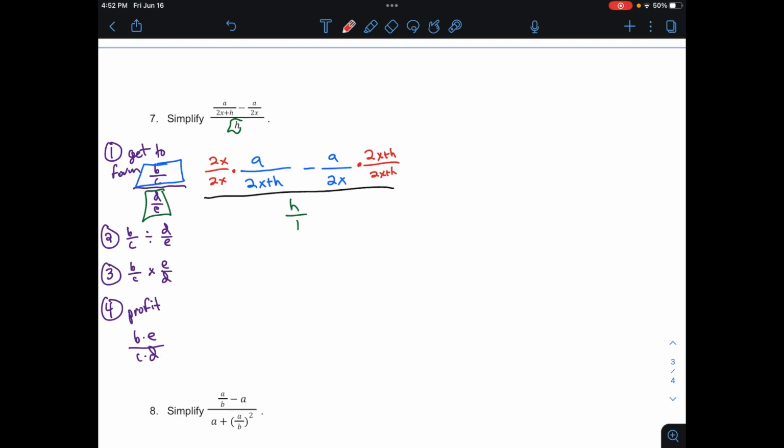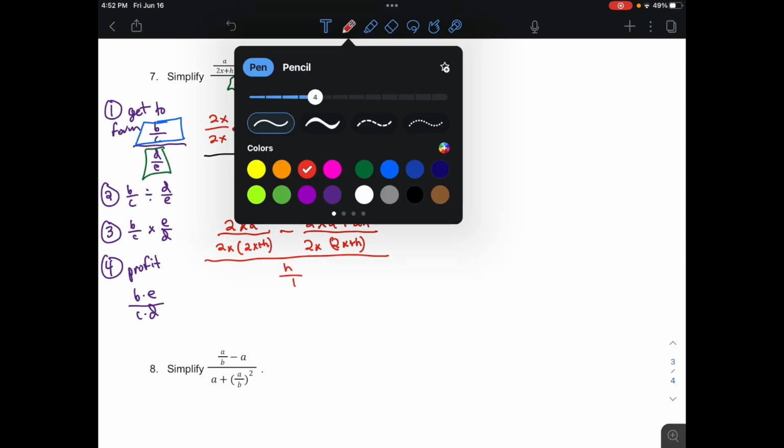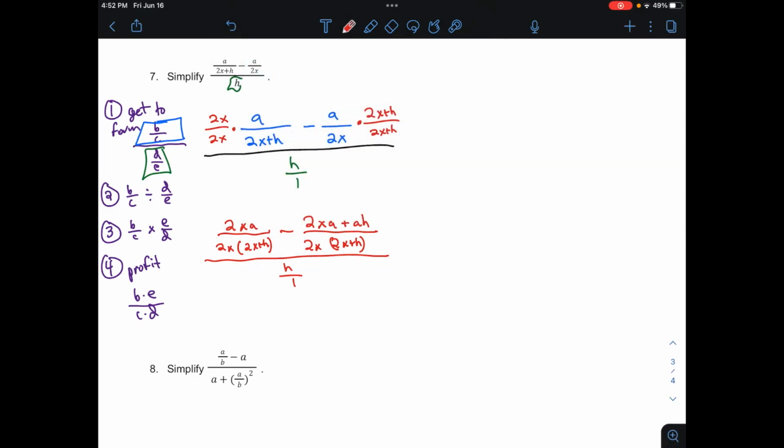And so what we will end up with is 2xa all over 2x plus h. And at the moment, I don't think it's going to do any good to distribute that, so I'm just going to leave it, minus 2xa plus ah all over 2x, 2x plus h, all over h over 1. Great, so now I've accomplished step number 1. Yahoo! So now we can do step 2. Actually, I haven't accomplished step 1. I take back my Yahoo. We'll save that for one second.